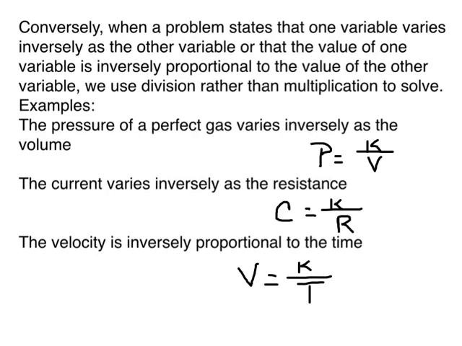So here's some examples that you might see. The pressure of a perfect gas varies inversely as the volume. So we would set that up as pressure equals the constant divided by the volume. The current varies inversely as the resistance. So if you see this, you know you're going to set it up as a division. So current equals the constant divided by the resistance. The velocity is inversely proportional to the time. So velocity equals the constant divided by the time.